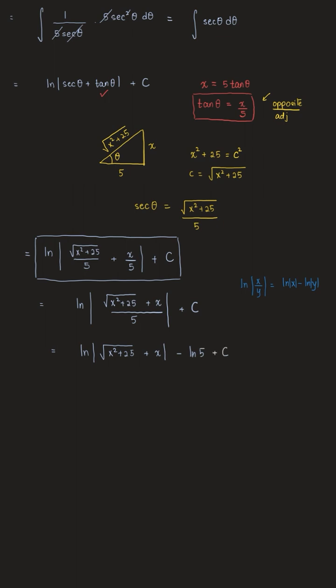And then plus c. And since natural log of 5 is a constant, I can just combine it and call that c. That's going to be my arbitrary constant. I'm going to include the negative log 5 there. And so another form that we could write our final answer would be the natural log of the absolute value of the square root of x squared plus 25 plus x, plus this arbitrary constant that absorbed the negative natural log 5. So there is another form for our final solution.